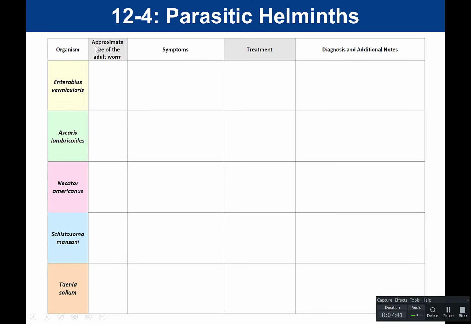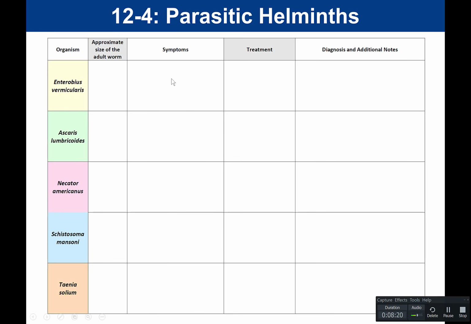You want to know the approximate size of the adult worms. Now, you don't need to memorize size, but the purpose of the approximate size of the worm is you want to have an idea of scale. So like Enterobius, which is the pinworm, that's about the size of a grain of rice. Those are fairly small worms. If we look at Ascaris, for example, those are quite a bit larger. In the lab, you would actually see these in a bottle. Taenia is very, very large, right? And so again, you don't have to memorize these exact numbers, but you want to have an idea of scale.